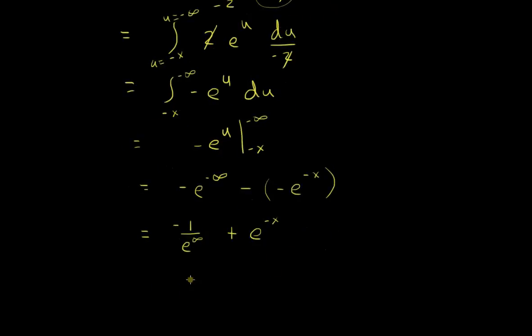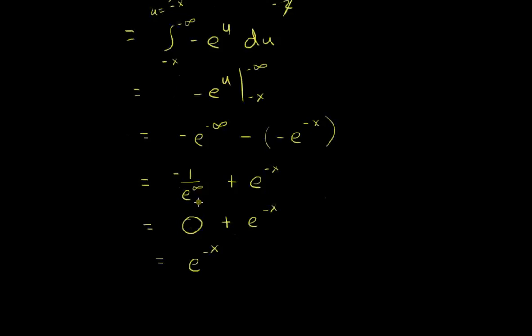Now I have e to the infinity. What's that going to approach? This is going to be a huge, huge number, basically infinity. So I basically have 1 over infinity. What's 1 over a really, really big number going to approach? It's going to approach 0, right? So this basically is 0 plus e to the negative x, so this is basically e to the negative x. When you're plugging in infinity, it's like you're finding a limit as u is approaching infinity. So you can think of it like finding a limit.